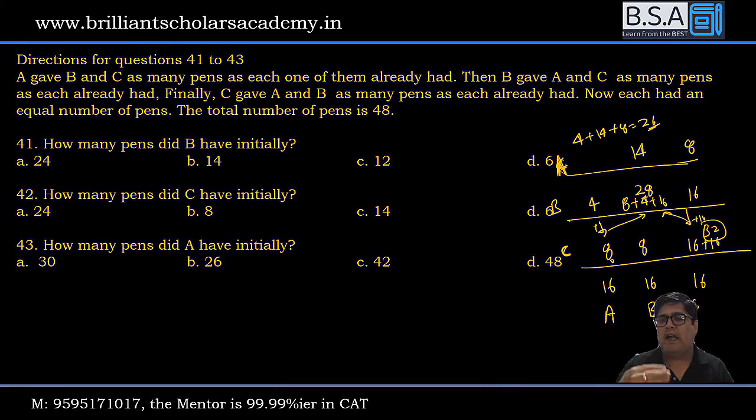Now, what kind of question can CAT ask in such a case? In this case, they are doubling. I might change the language and say, A gives B and C pens in such a manner that their number of pens increases by 50% each. B gives away pens to A and C such that their number increases by 100%. C gives away pens to A and B in such a manner that their pens increase by 250% or 150%. Could be any percent.